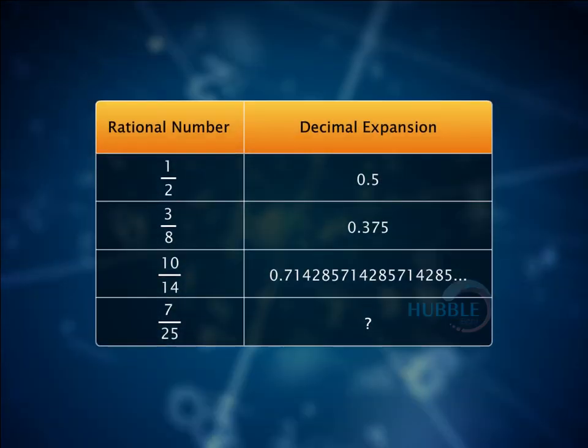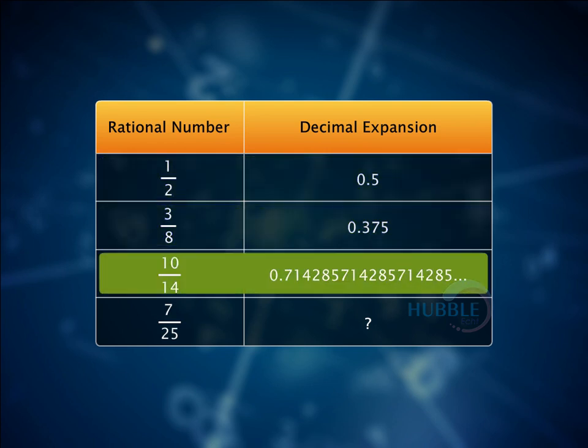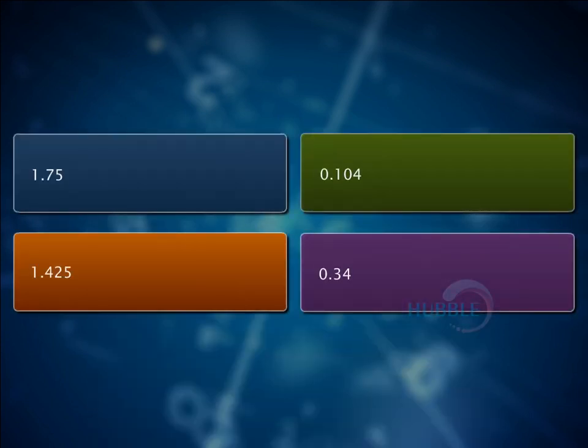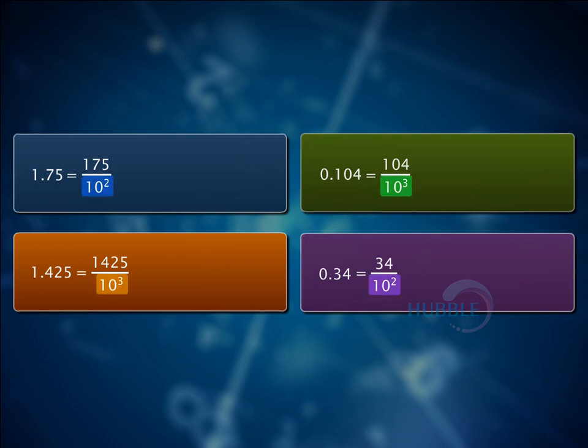Let's first see some interesting facts on decimal expansion of rational numbers. The decimal expansion of a rational number can be either terminating or non-terminating, repeating. Let's consider a few terminating decimal expansions. As you can see, all these decimal expansions can be expressed as rational numbers whose denominators are powers of 10.